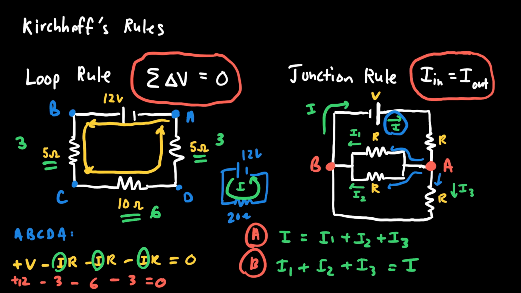But practically speaking, one of those resistors is probably going to be unknown. And so for that reason, you can use the loop rule to write an equation like this to solve for that unknown resistance.